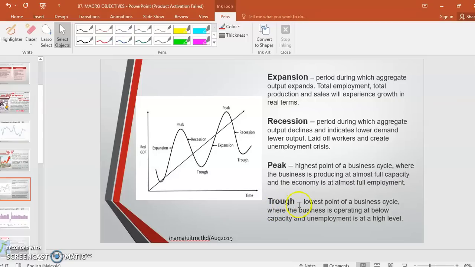paling teruk lah ni. Okay? Okay, trough, lowest point of a business cycle where the business is operating at below capacity and unemployment is at a high level. Okay, trough ni paling worst lah. Okay, paling teruk lah.